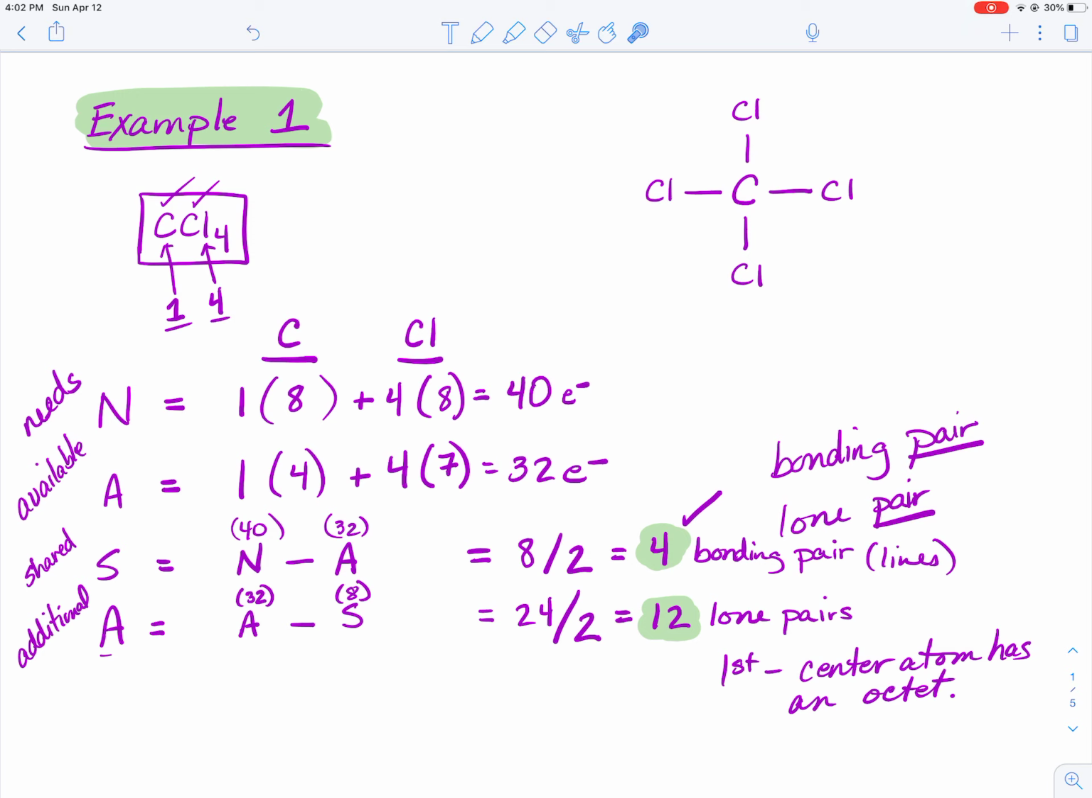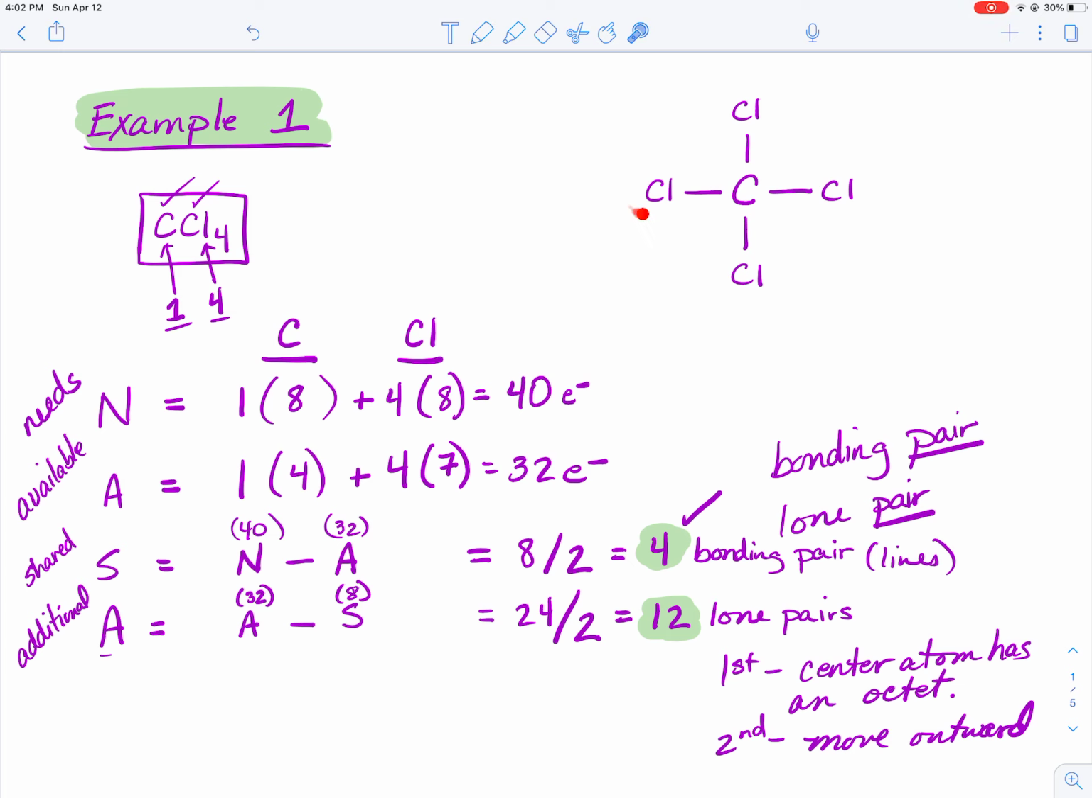And so it turns out the carbon is actually already at an octet, but each one of the chlorines are not. So once you go to the center atom, what you will do secondly is go into your atoms that are connected to the center atom. So you'll start to move outward from the center, adding lone pairs to atoms that need an octet, that don't already have that.